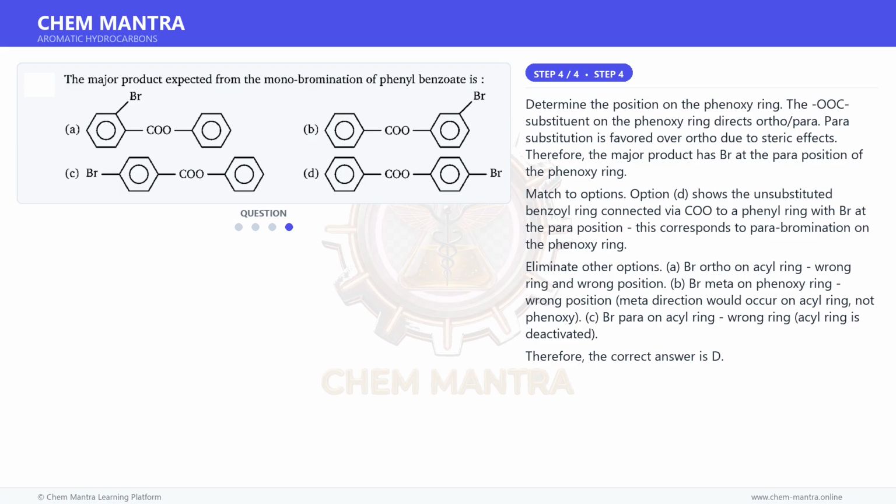Match to the options. Option D shows the unsubstituted benzoyl ring connected via COO to a phenyl ring with Br at the para position. This corresponds to para-bromination on the phenoxy ring.